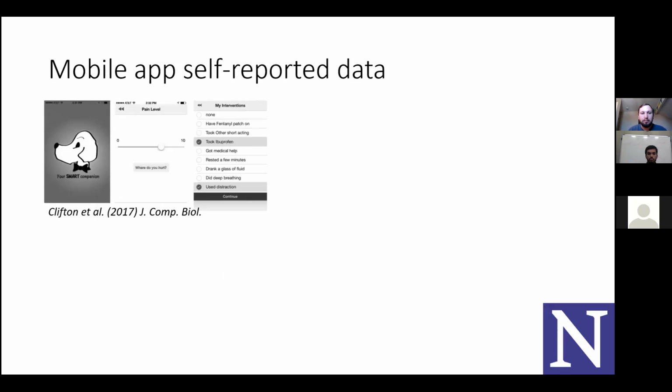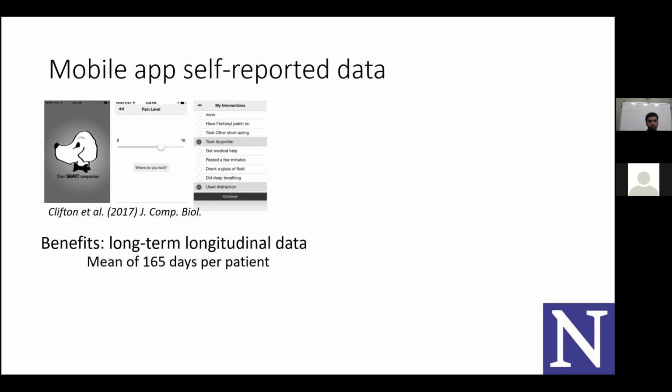The data that I've been playing with to better understand this comes from an app. Here's a picture of the app from a previous study that looked at this data, by Sarah Clifton, who graduated from the department a while back. This app allowed patients to interact with their doctors and report their pain over time, report their pain level on a scale of 0 to 10, and also if they took medication, opioids, non-opioids, or used some non-medication activities to manage the pain. And the benefit of this data set is that we get some really long-term longitudinal data.